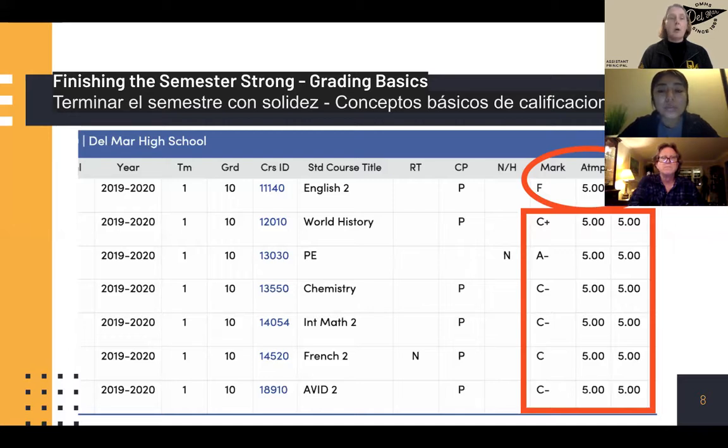And so oftentimes for our freshmen, this is a little bit different, because they're used to middle school where if you get an F, you just keep going. And in high school, if you get an F, you don't get those credits and you have to take that class again. And you have to recover those credits so that you can get back on track for graduation.